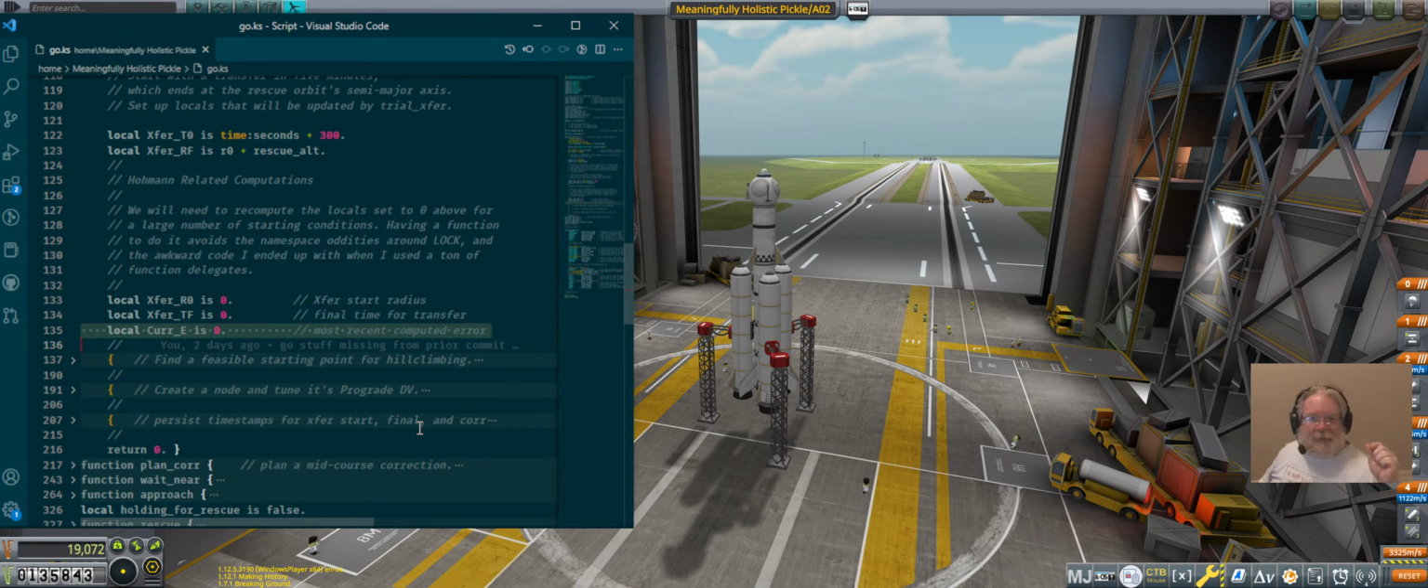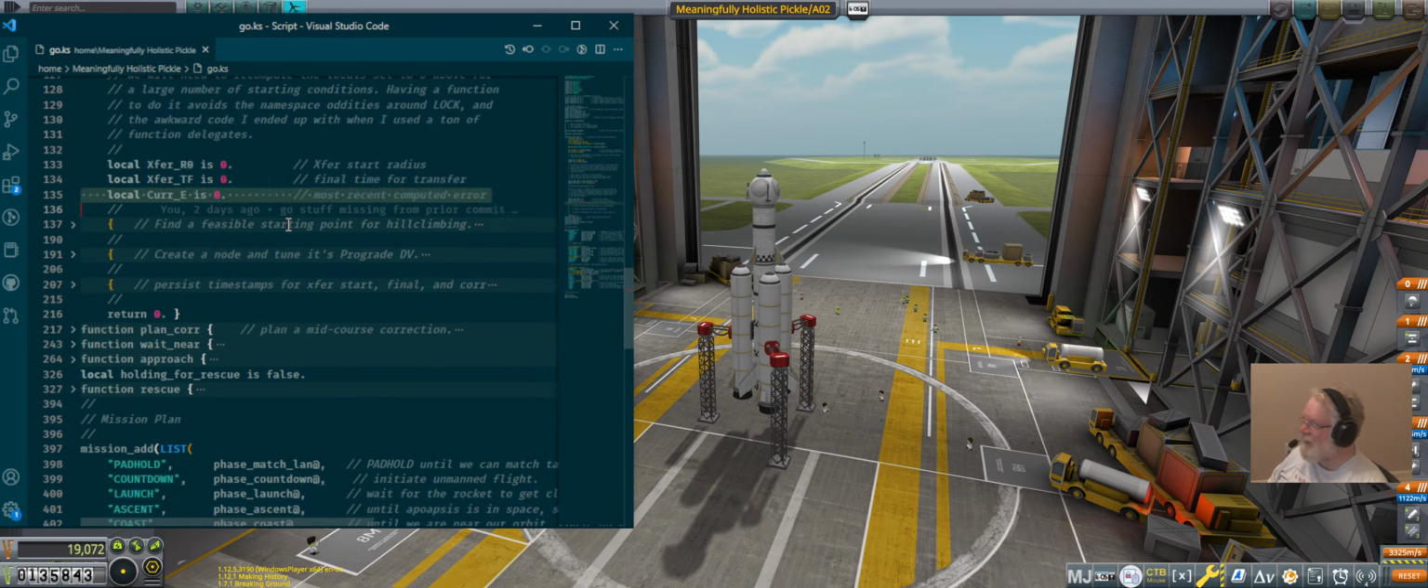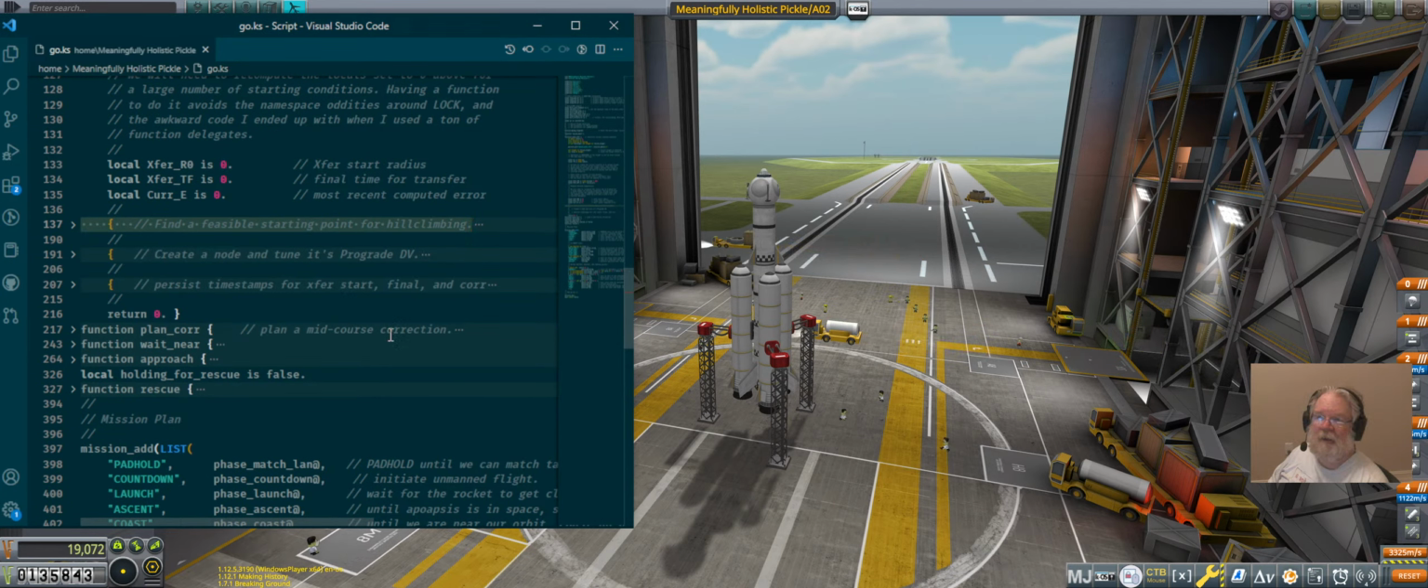And there's no point in fine-tuning our burn past a certain point. We can't control our burn down to the millionth of a meter per second delta V. But that means we can do this. We can jitter it back and forth. So, finding a feasible starting point for hill climbing.